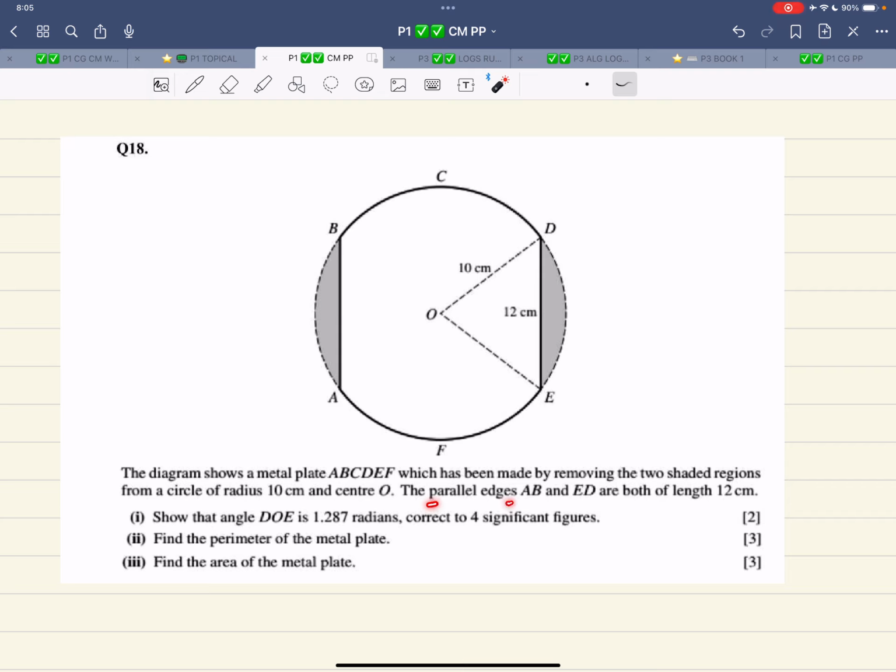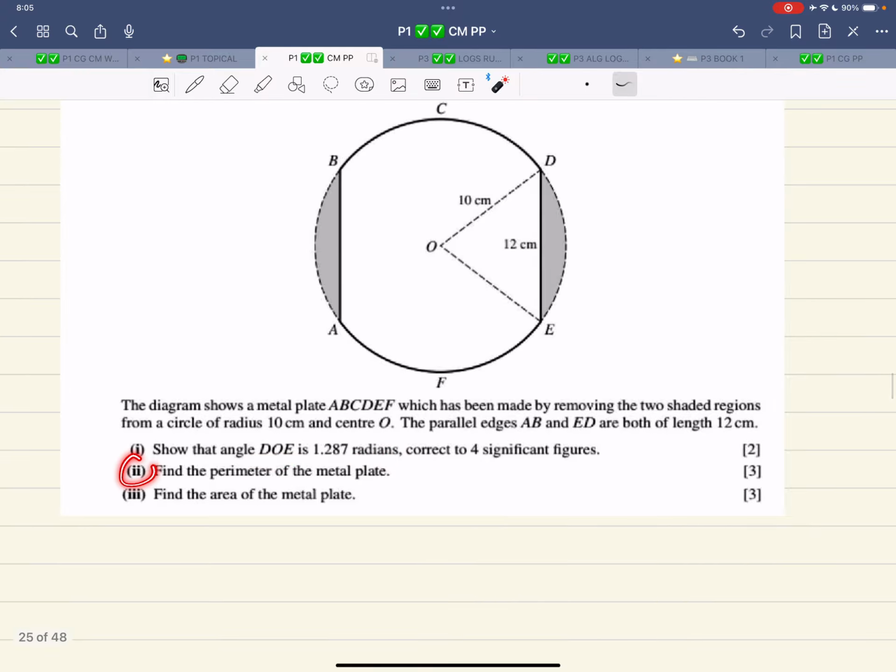The parallel edges are both of length 12 centimeters. So this is 12, this is 12, the radius is 10, the radius is 10. So is this radius, so is this radius. First part, for 2 marks: show that the angle is 1.287 radians. Second part, the perimeter of the metal plate. Third part, the area of the metal plate.